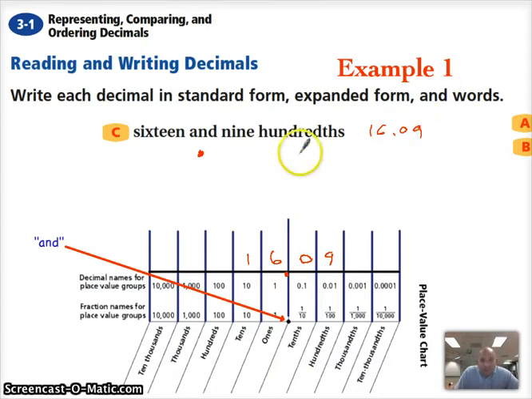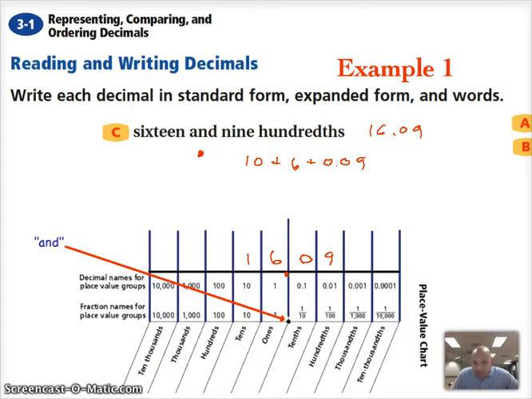Now, how do we write that in expanded form? Well, we write down 10, because that's in the tens place. There's 110, plus 6 ones, plus 0 tenths. But since there's no tenths in there, we don't need to worry about it. We go to the next one, plus 9 hundredths, 0.09. There we have standard form, and here we have the expanded form.